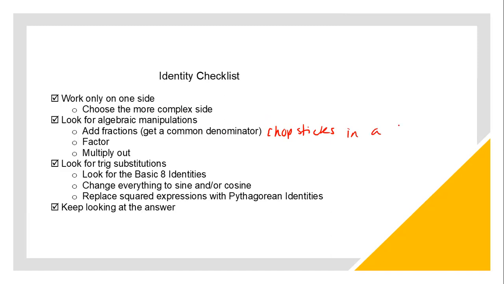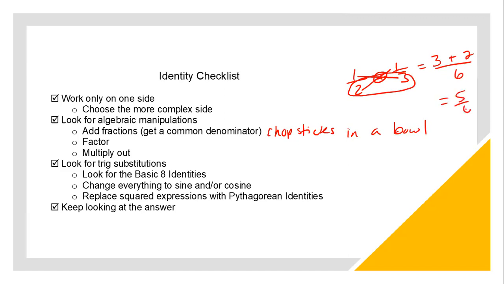Chopsticks in a bowl. Okay, in case you don't remember chopsticks in a bowl, that's when we have two fractions with different denominators. We can cross multiply. 1 times 3 gives us 3. Then we add, cross multiply. 2 times 1 gives us 2. And then we multiply the denominators. Chopsticks in a bowl gives us 6. And we end up with 5/6, right? So when you're adding fractions or subtracting fractions, keep that in mind. We can factor, we can multiply out.